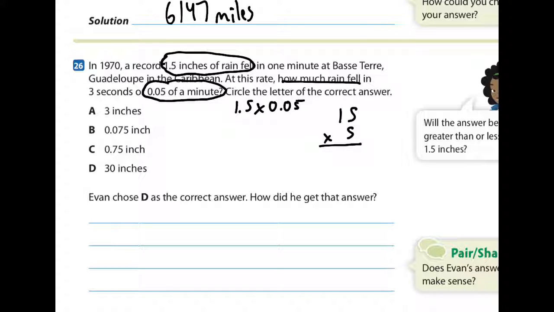And when I do 5 times 5 is 25. 5 times 1 is 5, plus 2 is 7. Now I just need to make sure I have the right number of decimal digits. So my answer has 3 decimal digits. For me to have 3 decimal digits, I have to add on a 0 here. And now I can have 3 decimal digits. So the correct answer is B, 0.75 inch.